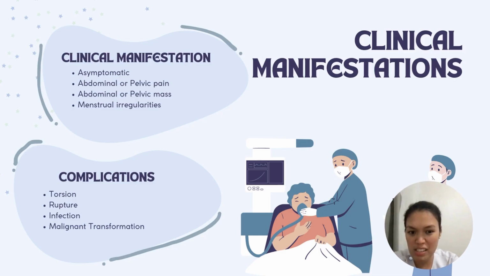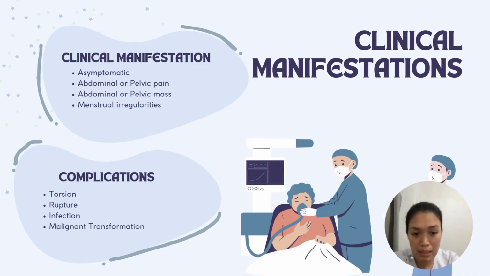The first is torsion. This is the most common complication. The cyst is heavy and mobile. It twists around its pedicle, cutting off blood supply. Patients present with sudden severe abdominal pain, nausea, vomiting, and sometimes fever. Next is rupture. The leakage of sebaceous material into the peritoneal cavity causes intense inflammation known as chemical peritonitis. Next is infection. The cyst may become secondarily infected by bacteria and present with fever, pelvic pain, adnexal tenderness, and sometimes elevated WBC count.